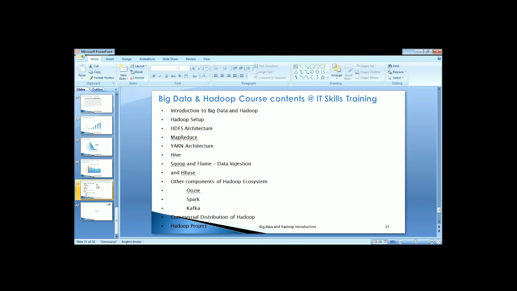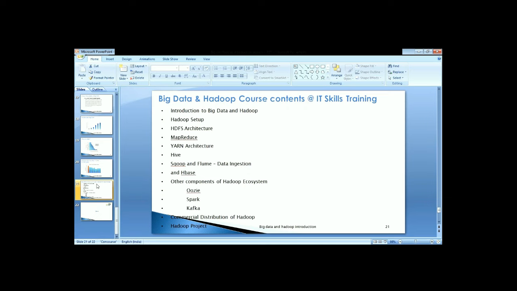One more thing, for all the tools listed here, after we explain them theoretically there will always be a practical session. It's not like we tell you, okay, YARN is this, Hive is this, go home and study. No, we will make you work. There will always be hands-on, because when you read something, it's good to apply it so that it stays in your mind longer. We'll also tell you about the YARN architecture, the latest architecture as I told. Then we'll tell you about Hive, Sqoop, Flume, HBase, and other components of the Hadoop ecosystem like Oozie, Spark, Kafka.